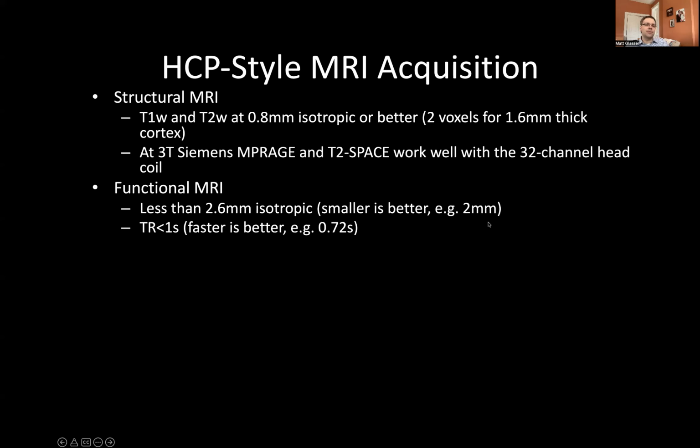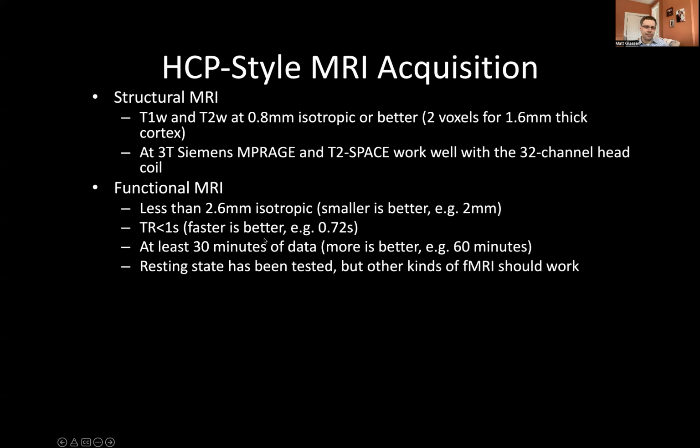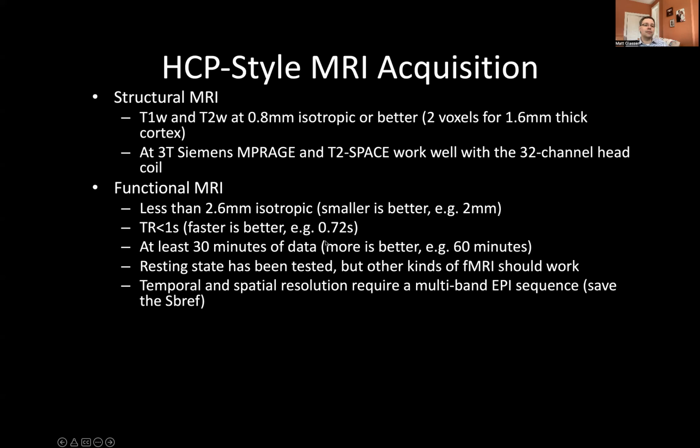For example, 2 millimeter isotropic, we want to image fast, less than a second for denoising purposes. And we want to get plenty of data, at least 30 minutes of data and more is better. We've tested these methods on resting state, but other kinds of fMRI are likely to work as well. And to hit these targets of temporal and spatial resolution really requires a multi-band EPI sequence.